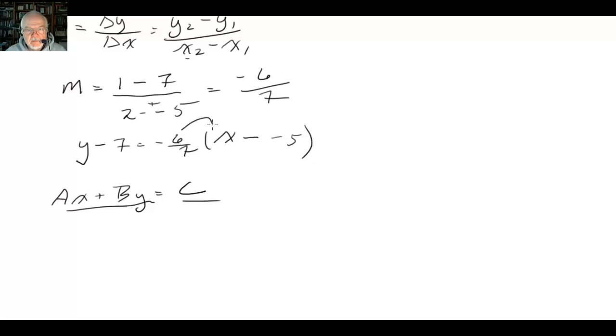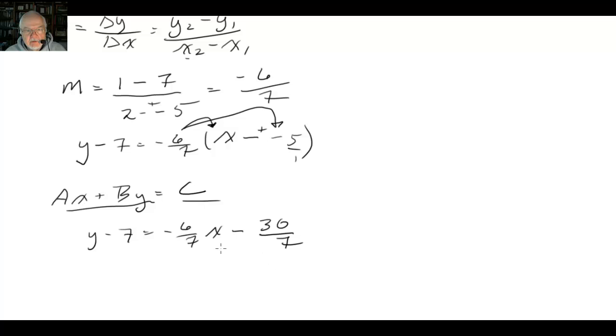All right, well, again, let's get rid of the parentheses first. We still have y minus 7 here. Minus 6/7 times x. Well, that's, oops, is minus 6/7 times x. And minus 6/7 times minus 5. Well, minus minus, that's a plus. So we have minus 6 times plus 5. That's going to be a minus. And that's a 1 here. So 6 times 5 is 30. 7 times 1 is 7.